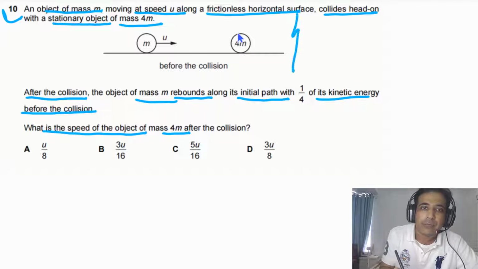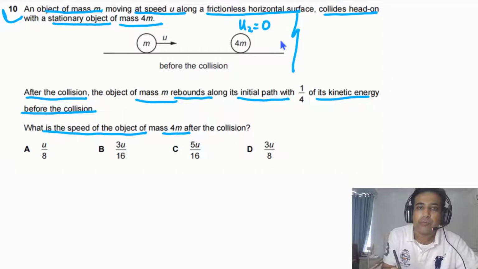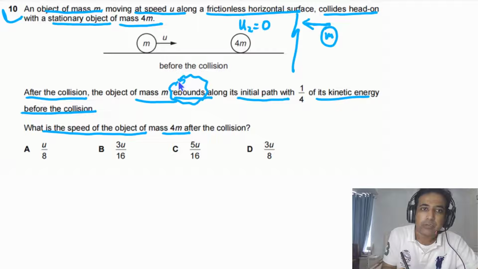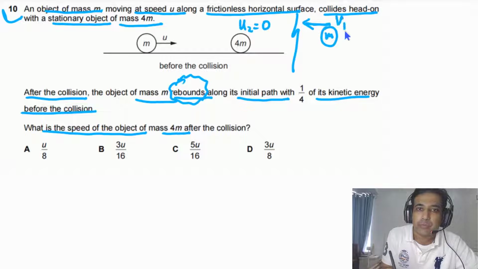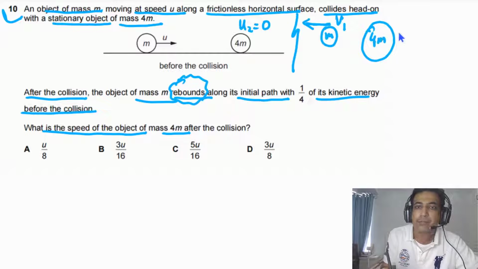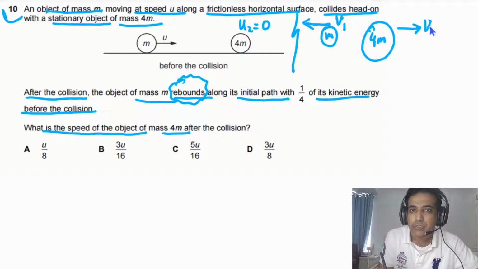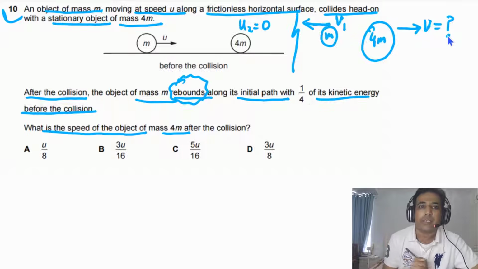First of all, it is given to us that this object is stationary, so we can write down u2 is equal to 0. After the collision, it is given to us that m moves to the left in the opposite direction, it rebounds. We can say the speed of this one is v1. The object with mass 4m has to move to the right because the force on this one is to the right. So we can say the speed of this one is v, and we have to find the value of v in this case.